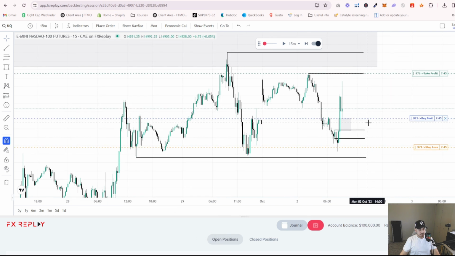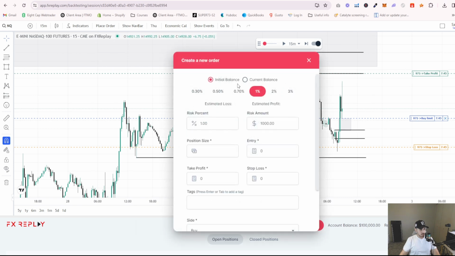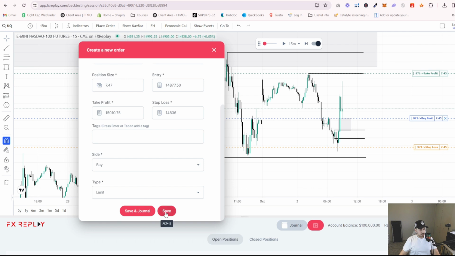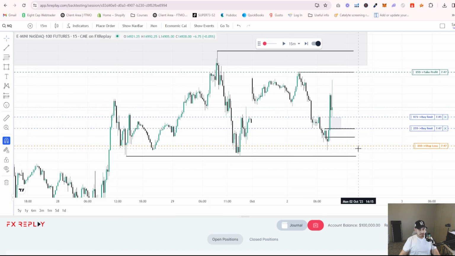So that is what our position looks like right now, our limit buys. And then we're going to do another one as well, 1% down at that breaker block. The breaker block comes in at 14,877.50. So we're going to 14,877.50, and our stop loss is going to be the same there at 14,836. And our take profit is going to be 15,010.75. Okay, so this looks like a better RR, right? And then we're going to save it. So we have two limits, same stop, same TP.